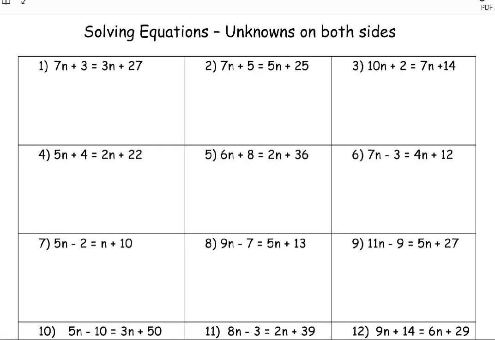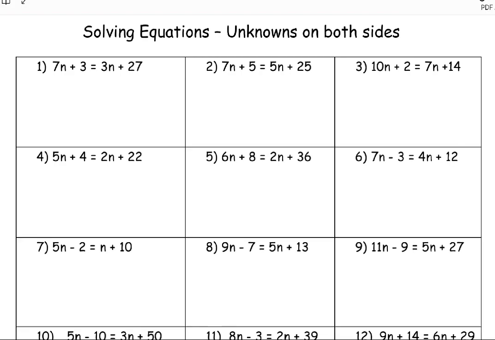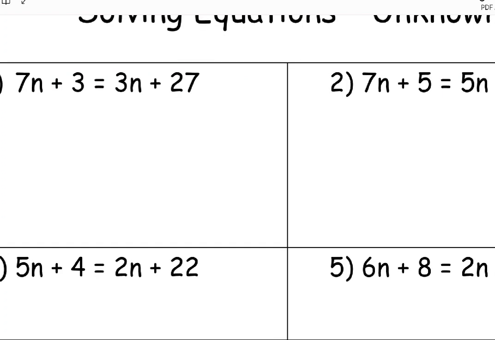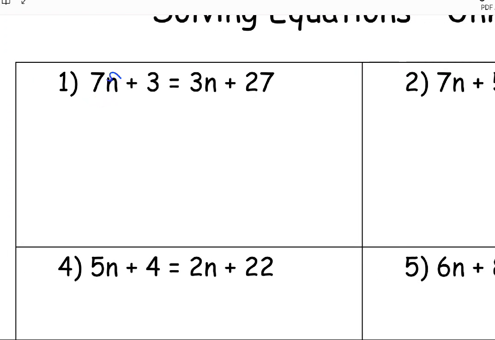Today we will learn how to solve equations with unknown on both sides. As you know, solving equations means to isolate the variable. The variable here is n, so we're going to isolate n. We will keep n on one side and everything else on the other side.